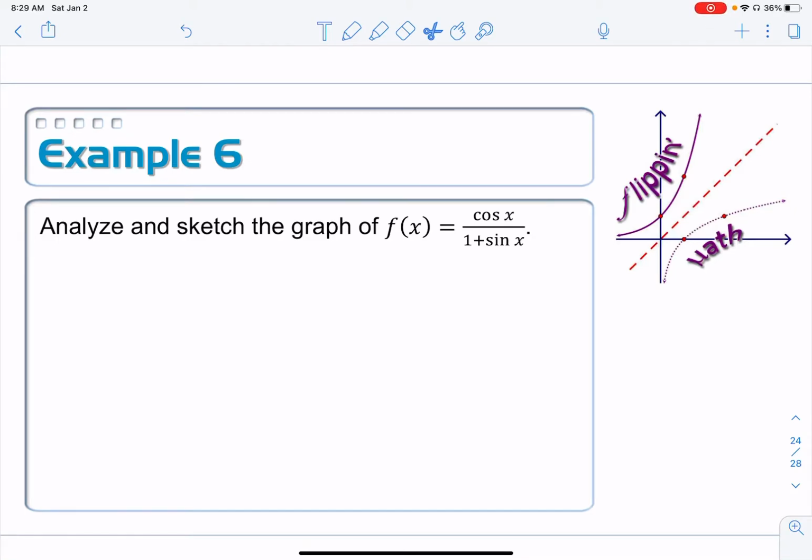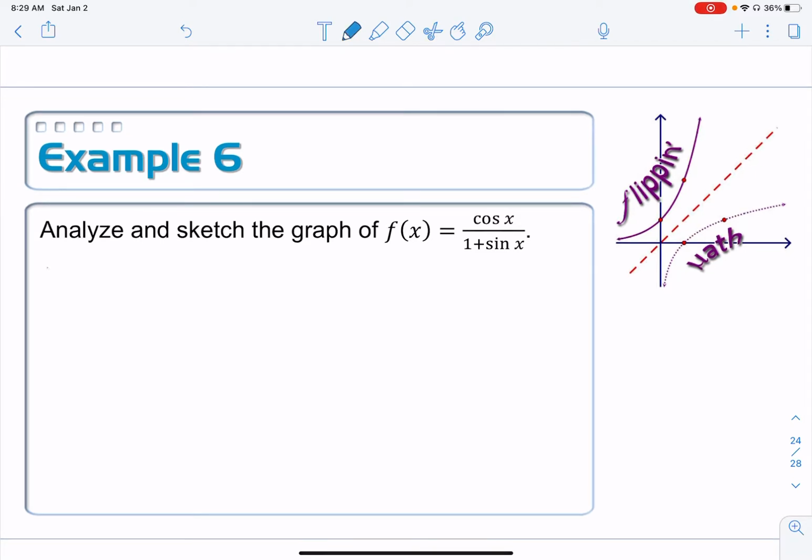All right, let's do one more. This one has some trig in it because we haven't done that yet. Analyze and sketch the graph of f of x is equal to cosine x divided by 1 plus sine x. How do we start? We start with the domain.